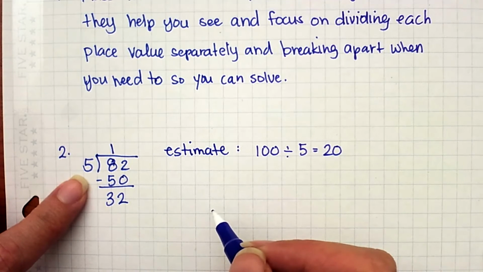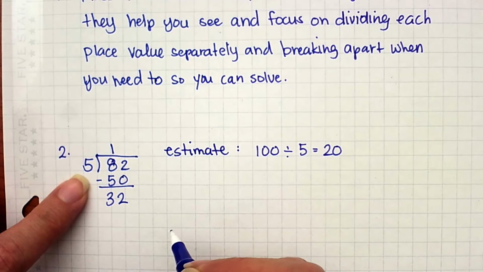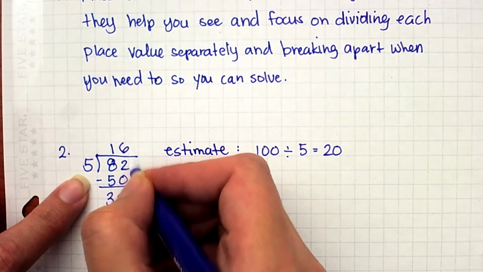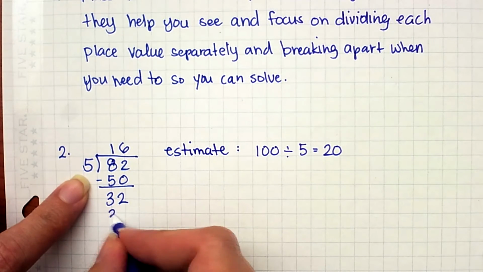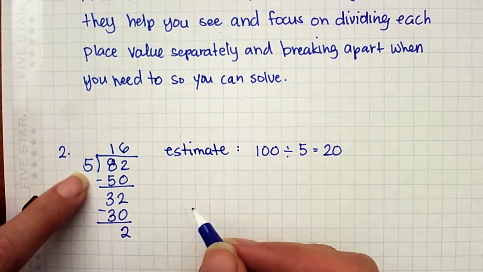Well, I know 5 times 5 is 25, and 5 times 6 is 30, and 5 times 7 is 35. I can't go up to 5 times 7 because that's too far. So I'm going to go with 5 times 6. So that's written above the ones place because that's what I'm working with, 32 ones. I'm going to subtract off my 5 times 6 is 30, and I'm going to have 2 left over.